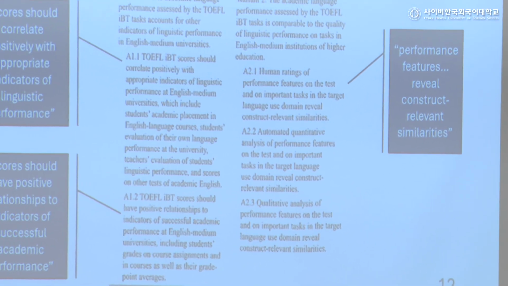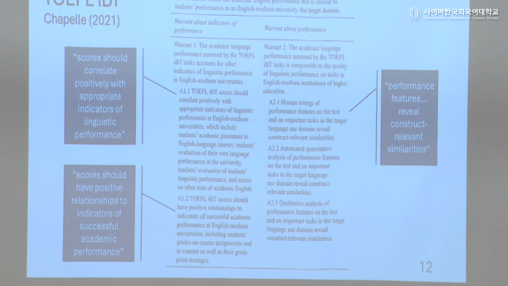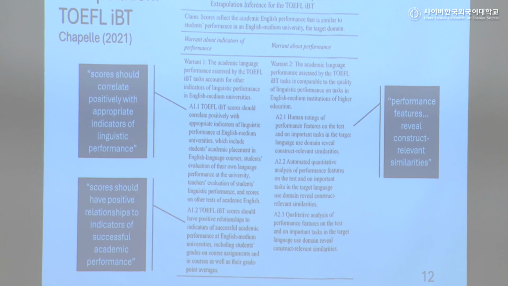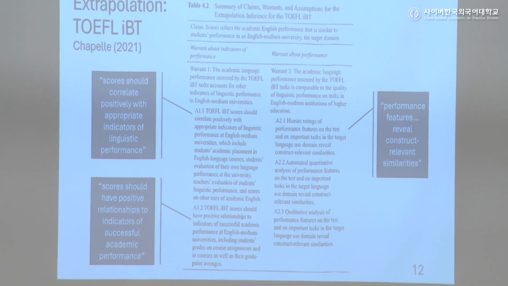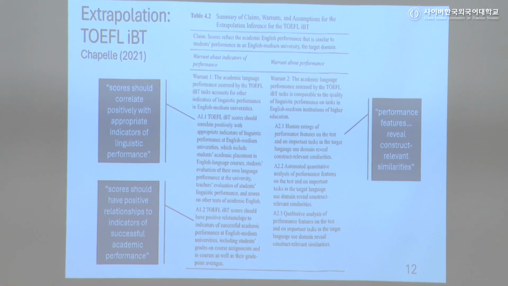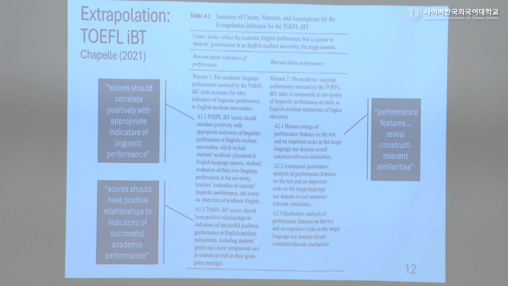So in more detail, you can see that the TOEFL iBT validity argument has these claims baked into it. The TOEFL iBT being an academic test, we're looking at appropriate indicators of linguistic performance and also relationships to indicators of successful academic performance. So linguistic performance might be grades on English composition assignments, right? Expert ratings of how people do linguistically in their assignments, but then also general indicators of academic performance, grade point average, right? That's typically what we're looking at.